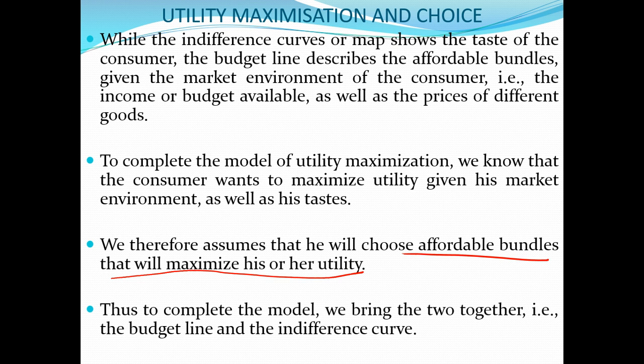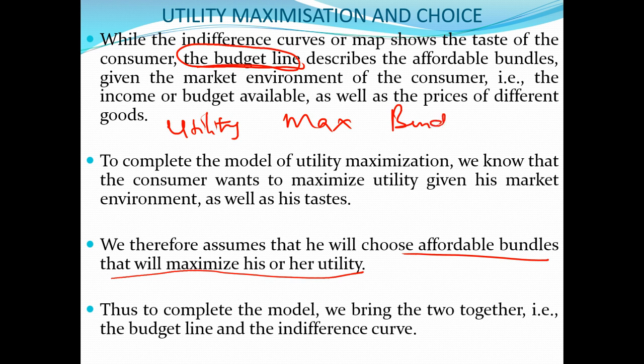Because what we've seen is, well, we've shown what indifference curves are and all those things, but we have not yet incorporated the issue to do with the budget line, right? So now what we want is to find the utility maximizing bundle.